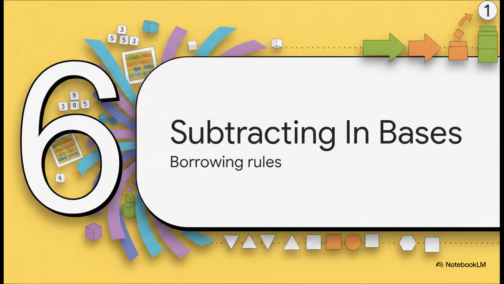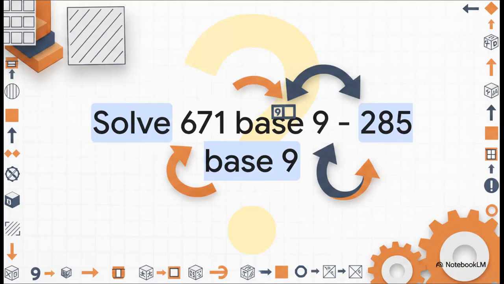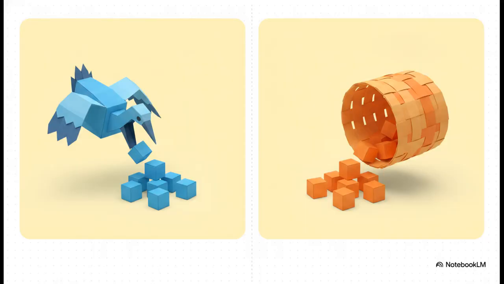And finally, part 6, subtracting in different bases, and the very special borrowing rules. Try tackling this problem, 671 base 9 minus 285 base 9. Right off the bat, looking at that first column on the right, you'll see we have to subtract 5 from 1. Obviously, we can't do that, which means we have to borrow. And guys, this sets up absolutely the most important math rule of this entire explainer. Pay close attention here. Here is the big secret.